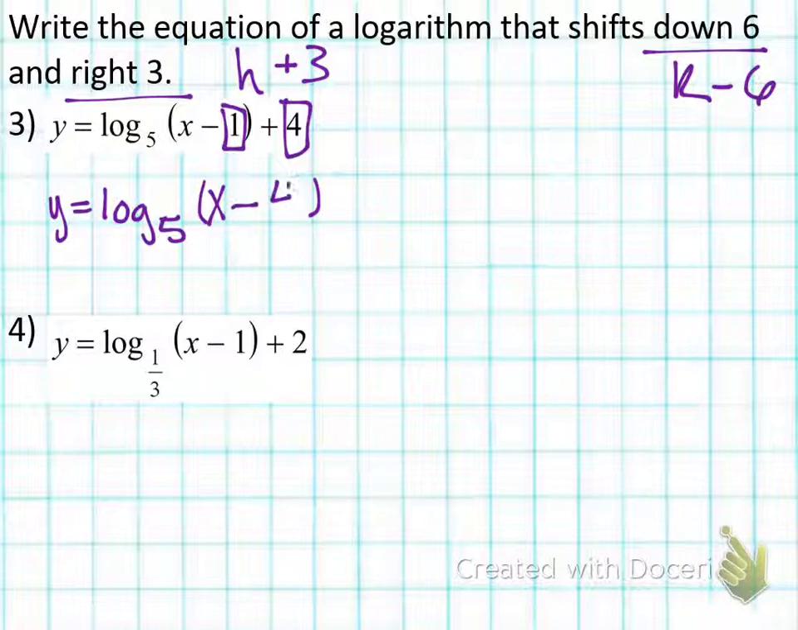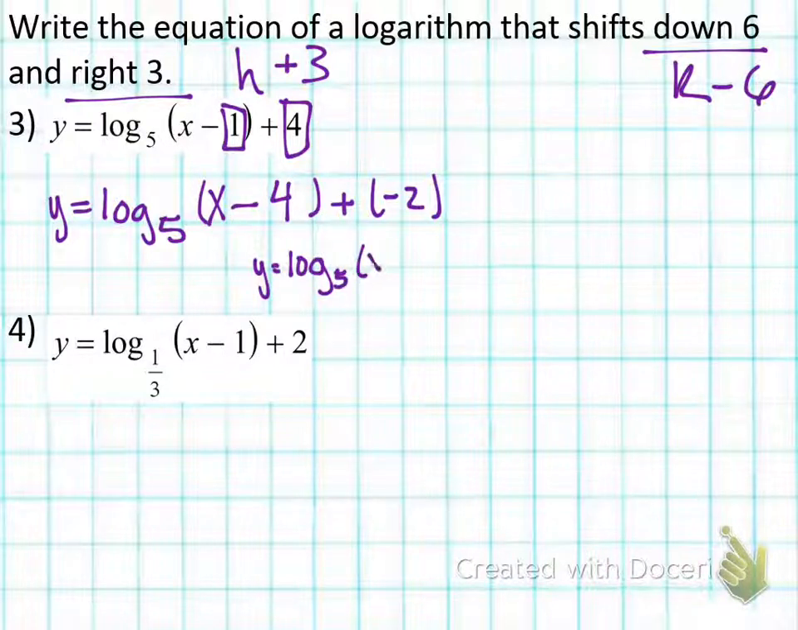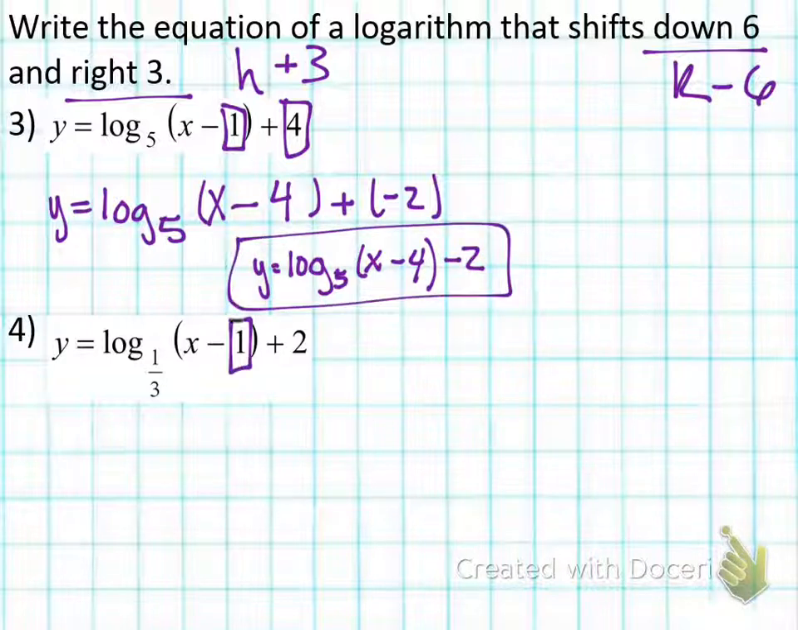Okay, so doing that, I'm going to end up with negative 4 here and plus negative 2. 1 plus 3 gives me 4, so my new h is 4. 4 minus 6 gives me negative 2. Since it's plus negative 2, I can rewrite this as log base 5 of x minus 4, minus 2. That's my final answer there.